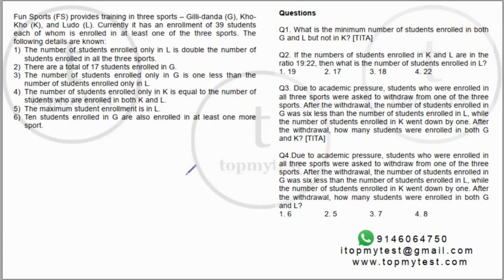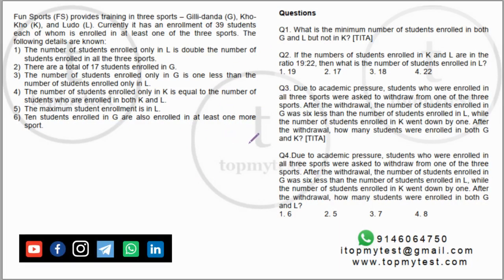Hi, this is a question on Venn diagram optimization. Not very difficult, but you need to be careful. It will take some amount of time.